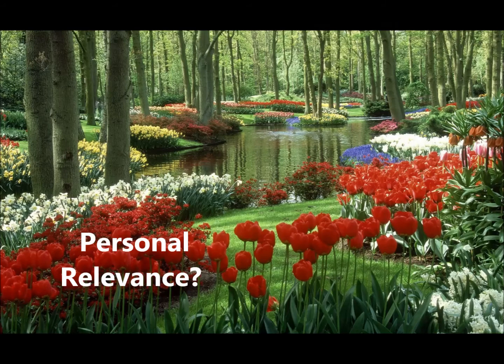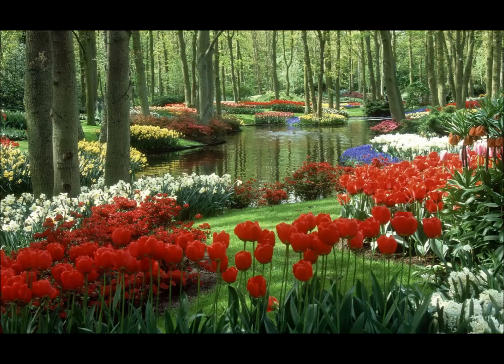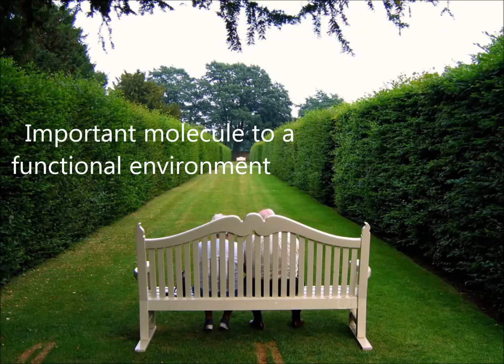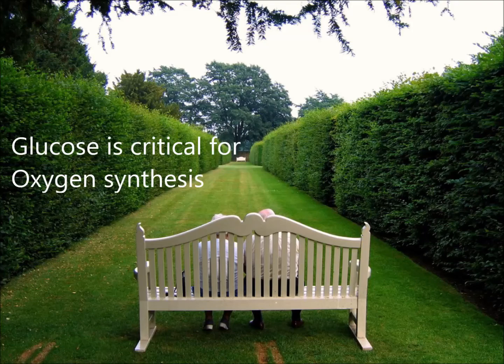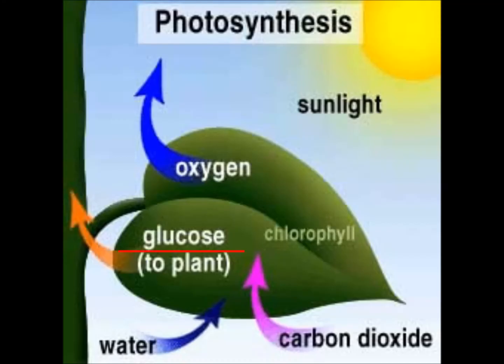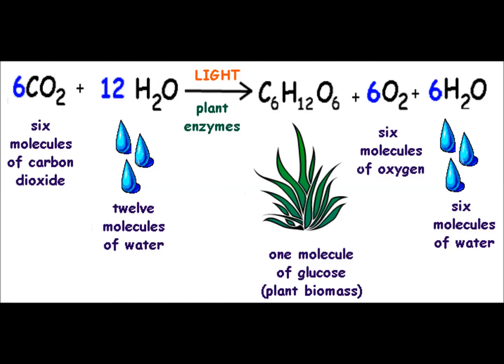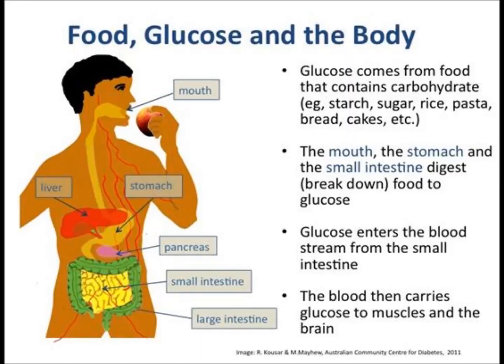There are many reasons as to why glucose is personally relevant to me and you. It plays many roles in our environment, but I chose this molecule because of its importance to the oxygen in the air we breathe. Glucose is generated by plants through photosynthesis, and this process is vital to oxygen synthesis, which of course we need to survive. The body also uses glucose as an important source of energy.